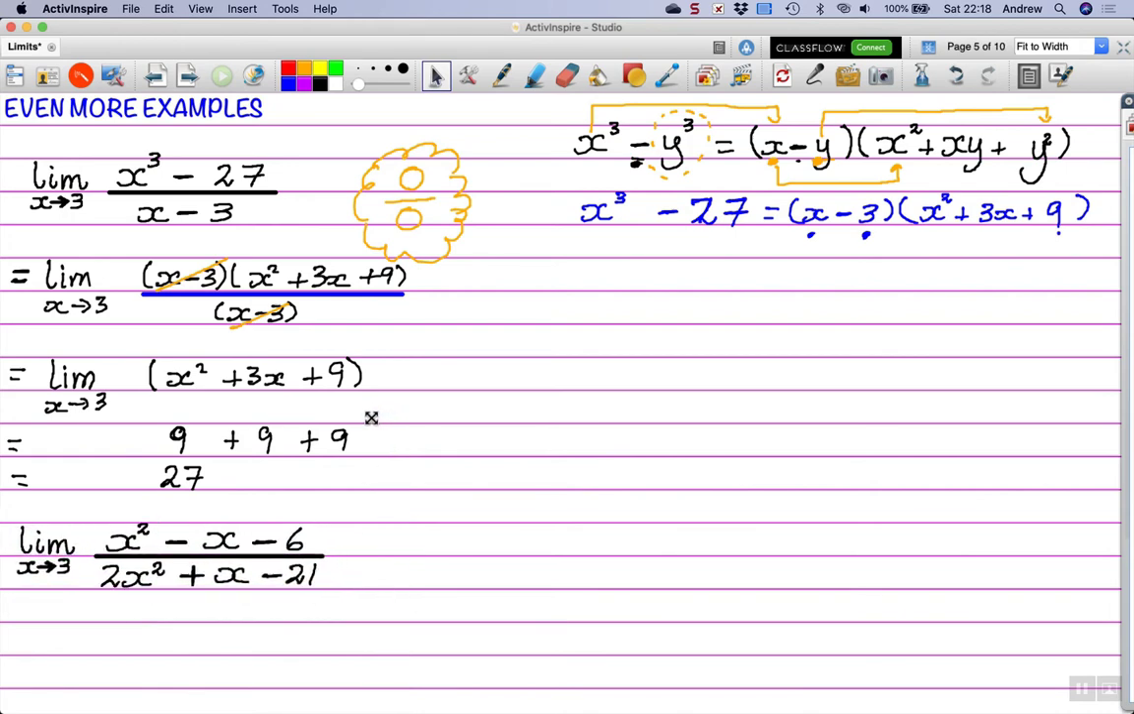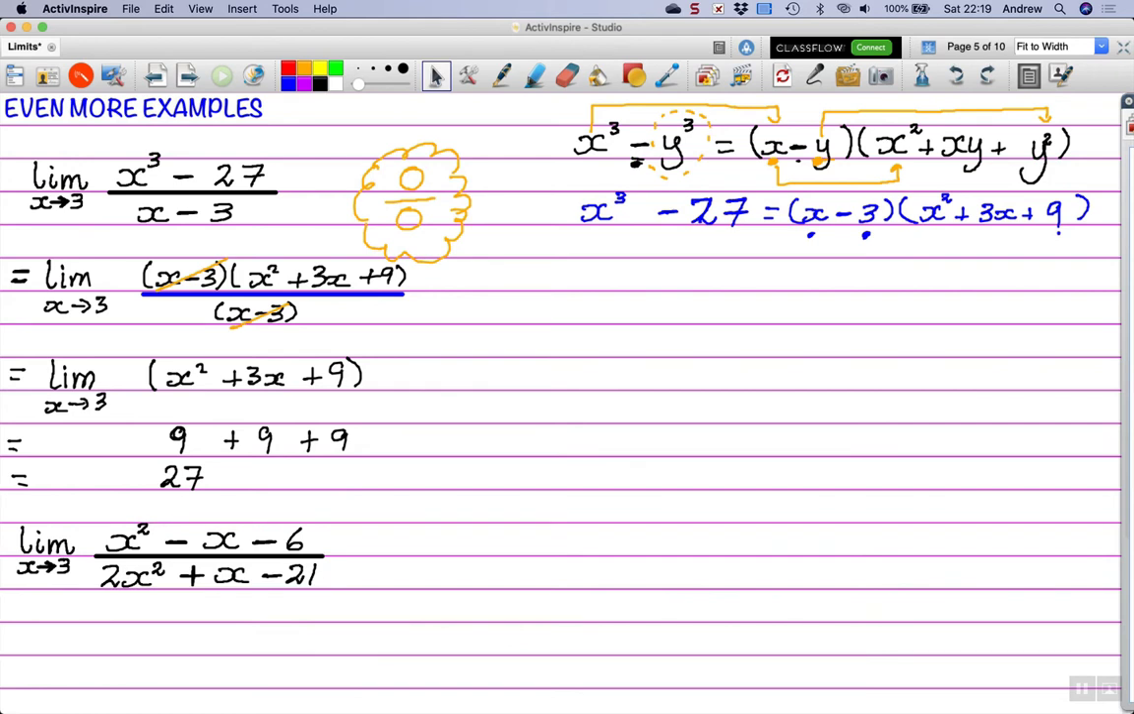Okay, so we've now got the last one, and I think you can guess what's going to happen. If we substitute in 3 here, we're going to get into the x squared. If we substitute 3 into here, we are going to get 9. 9 minus 3 is 6, minus another 6 is going to be 0. X squared is 9. 2 9s are 18. 18 plus 3 is going to be 21.